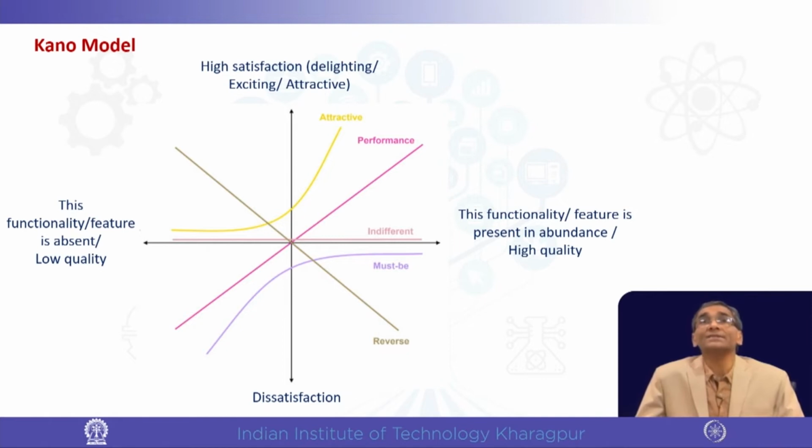And what lies on the axis in brown is the indifferent, whether it is there or not. We have explained all this. Reverse also we have explained. So, visually it would look just like this. What we have explained, if we put it diagrammatically, presents itself in this manner.